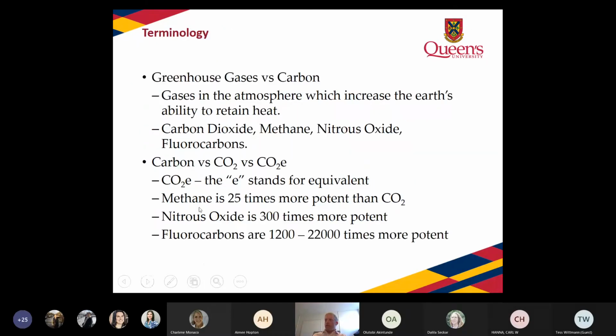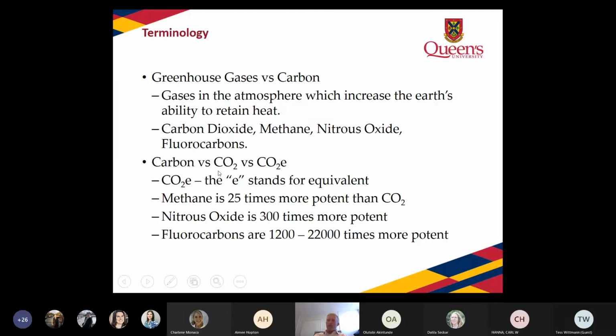So to start off, I was going to go through some terminology. A lot of times carbon and greenhouse gases get interchanged and intermixed. For the most part, when people say carbon and carbon emissions, we're talking specifically around CO2, which falls into the category of greenhouse gases. Greenhouse gases are an overarching term that's used to describe several different types of carbon emissions.